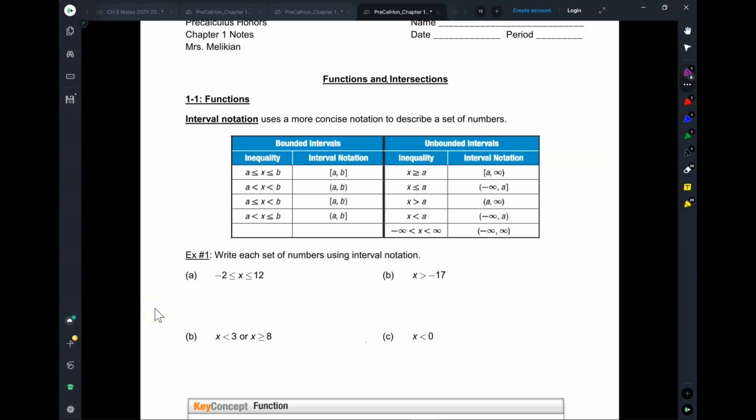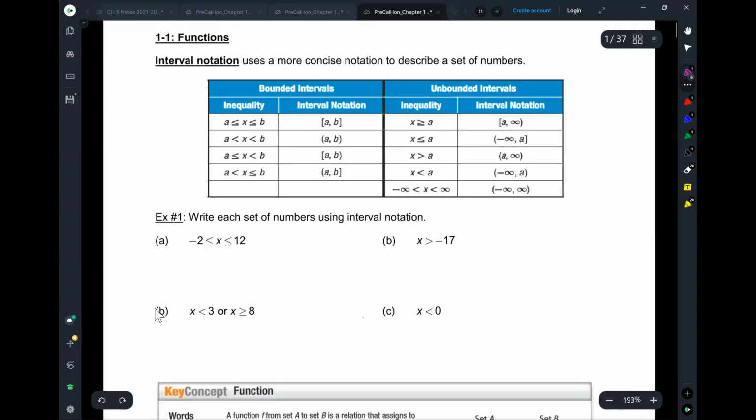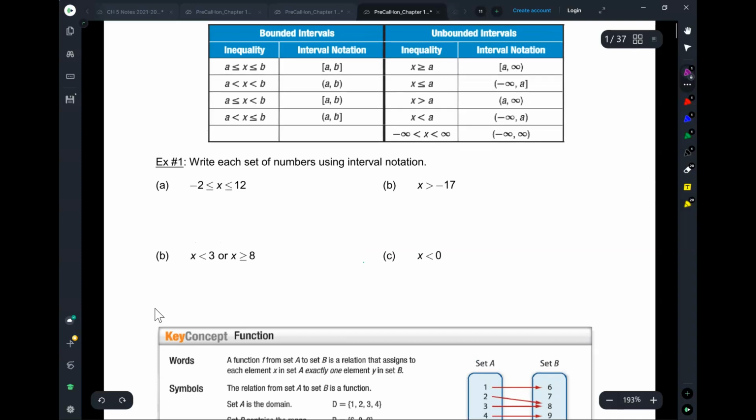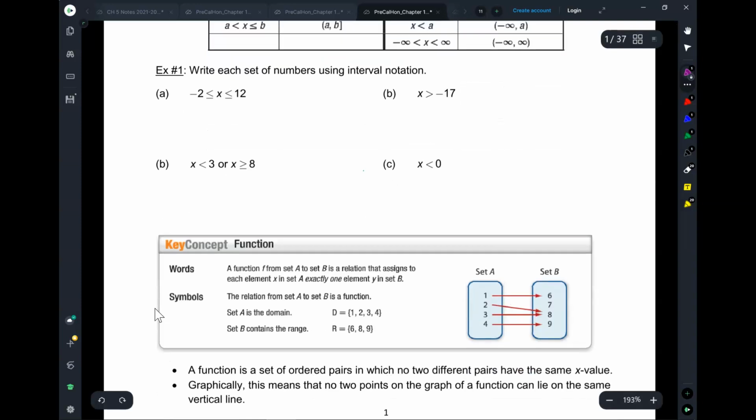Chapter 1, right? And we're going to start with interval notation, which we've kind of already seen. But quickly, let's do some examples here. So if I have the interval from -2 to 12, another way to write that is -2 to 12 with closed brackets, because it's closed circles, right?